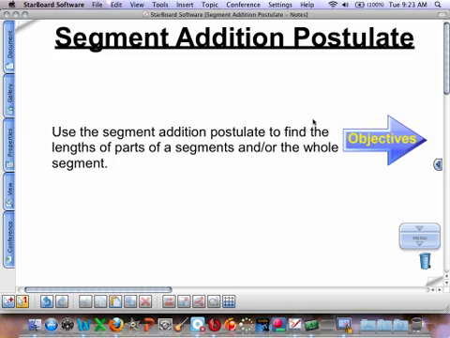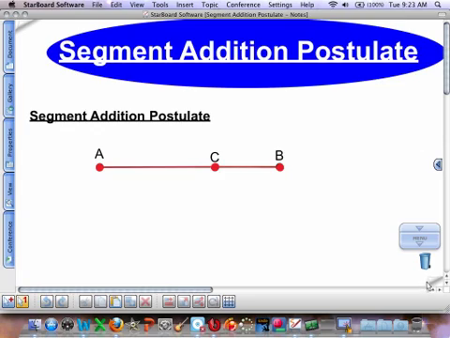To add up the parts of the segment. All right, this is actually not that bad, guys. Here's the segment addition postulate.